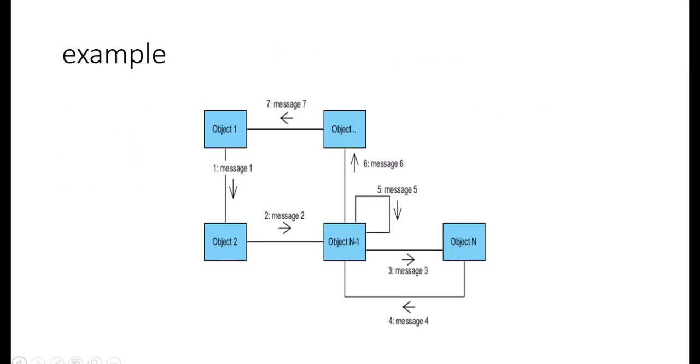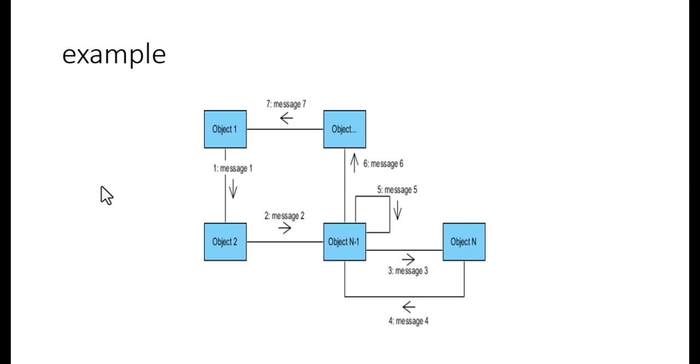So look at the example. This is object 1. Object 1 passes a message to object 2. Then object 2 passes a message to the n minus 1 object, and it can also pass a message to itself. Although the numbers are given like 1, 2, 3, 4, this is just for different types of messages. We have 7 types of message mentioned here, but these numbers do not show the ordering.